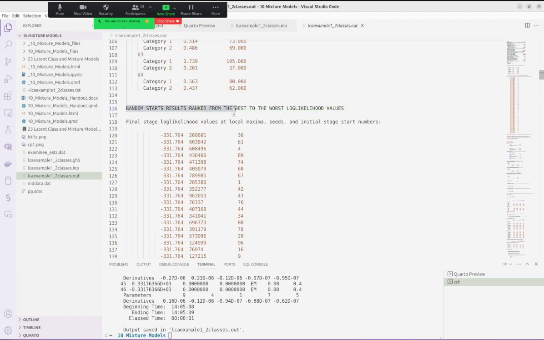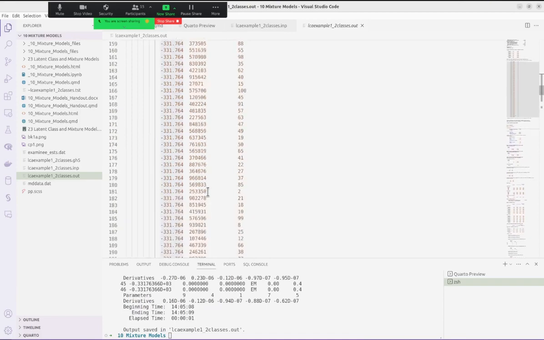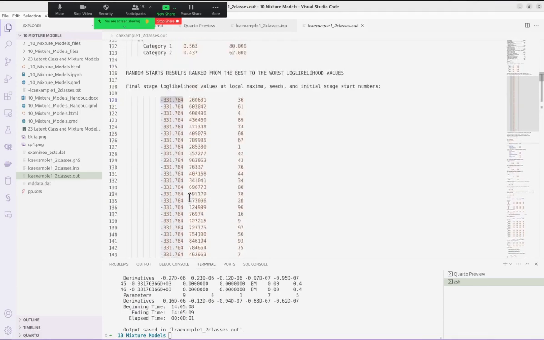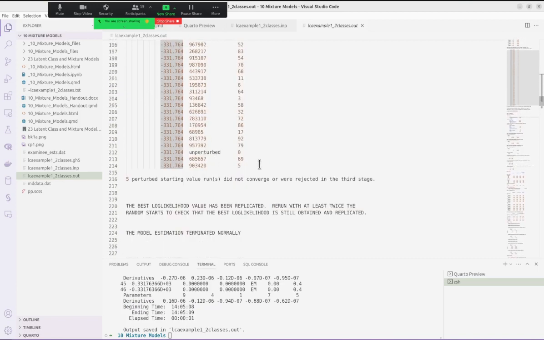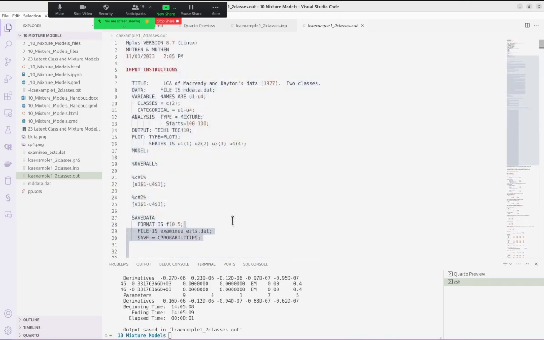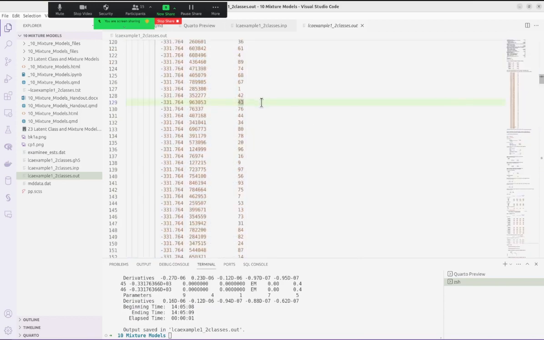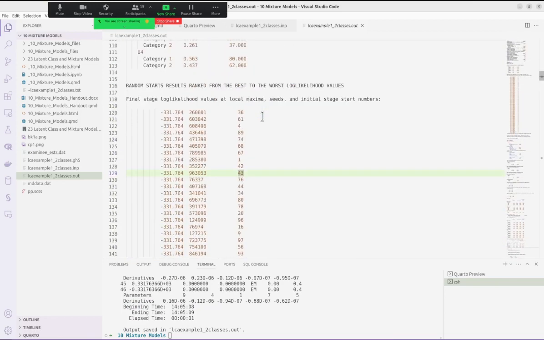Random starts results rank from best to worst log likelihood values. Now, this is the part that I was telling you about where it basically ran 100 of the same models. This is the likelihood that you see, all this number here. I have this negative 331.764. That's our log likelihood value. And you can see there's a ton of models here run. In fact, maybe that's all 100. I can't quite tell. It looks like it is. It's a lot there, right? That's a good sign. What that means is we have converging evidence that we found the global maximum.